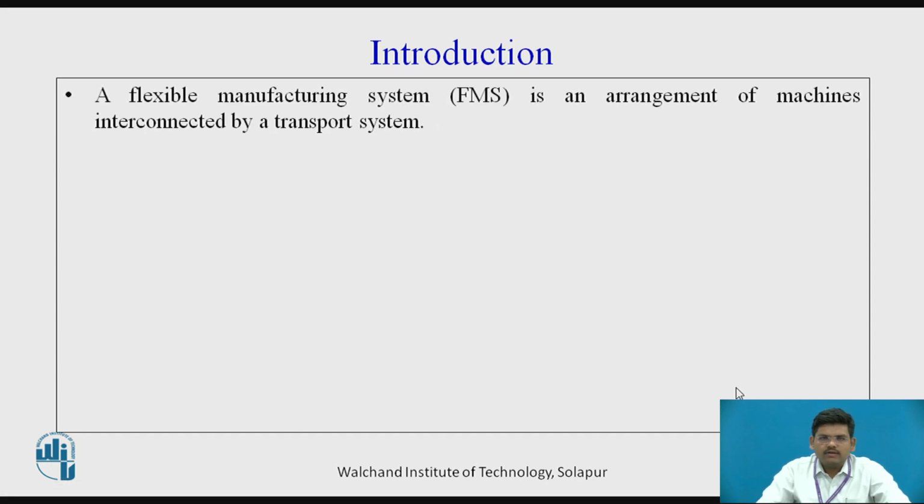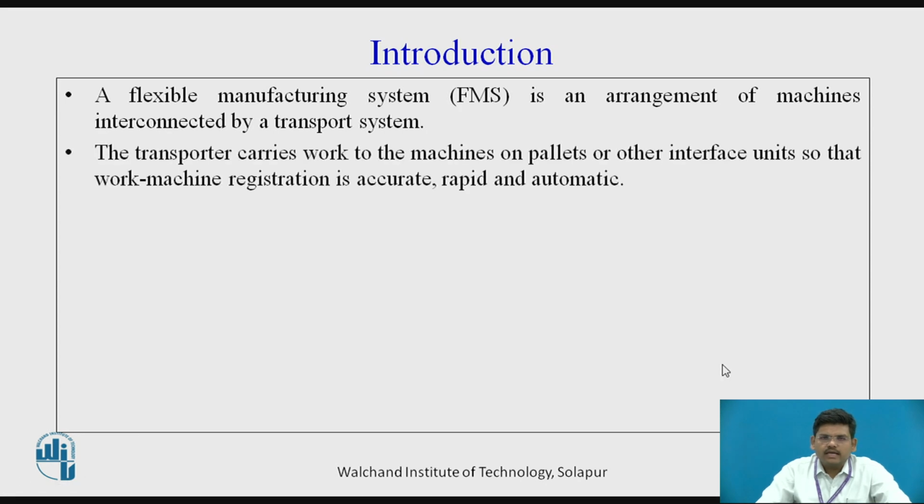So we can say that a flexible manufacturing system is an arrangement of machines interconnected by a transport system. When we have n number of machines in operation for a particular manufacturing unit, they are interconnected through computing systems, and the transfer of jobs or workpieces from one workstation to another is done automatically. Each and every machine gives its signal of completion or of any kind of breakdown so that the production does not get hampered.